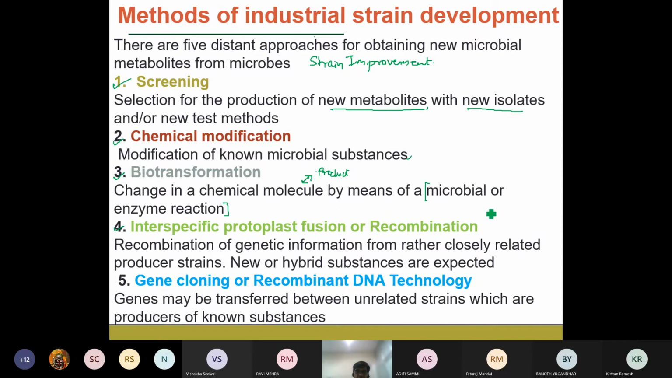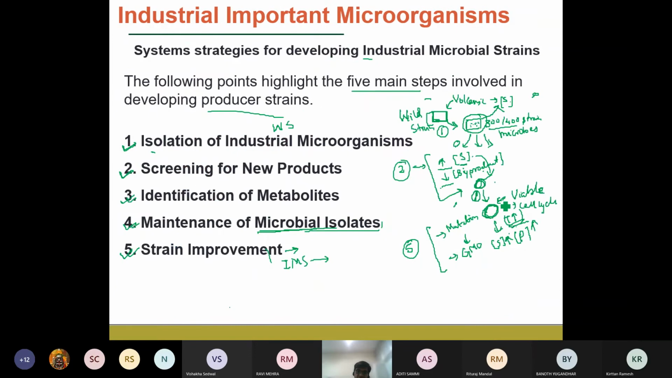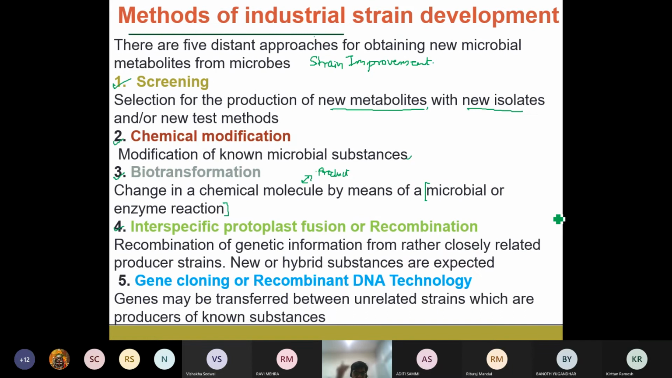We have already talked about, for example, if you want to develop a thermotolerant microbial strain, that means you want to develop a strain which can grow at a high temperature, for example, 40 to 45 degree Celsius. So how do you do that? So generally, we try to carry out some protoplast fusion or recombinations. Okay, or for example, you can do point number 5, the gene cloning or the recombinant DNA technology, where the gene of particular interest may be transferred between unrelated strains, okay, which are the producers of known substances. So these are the fourth and fifth techniques.